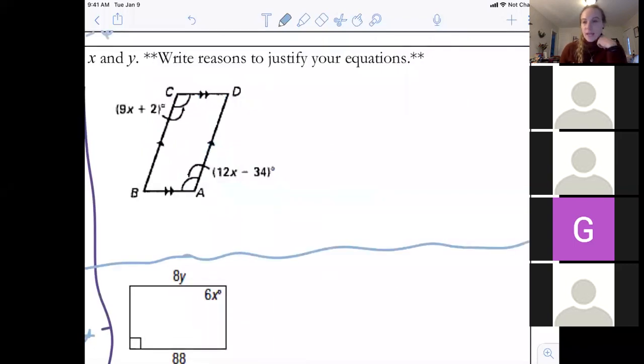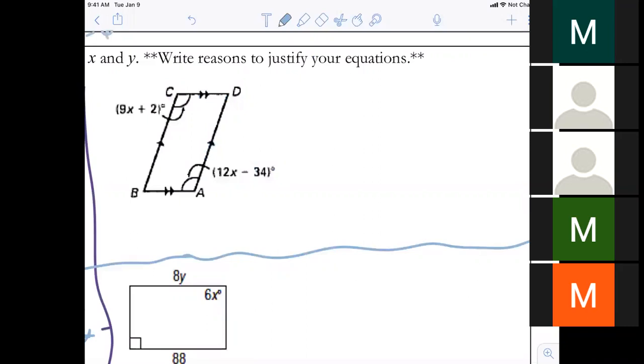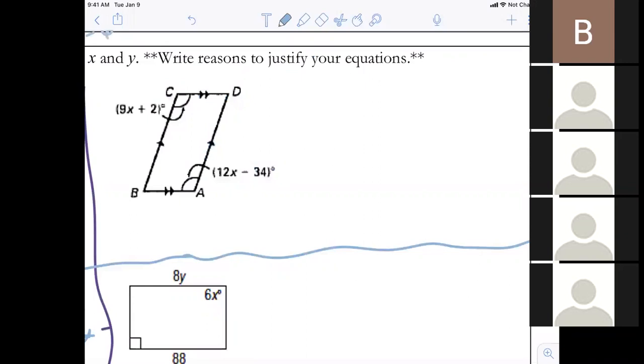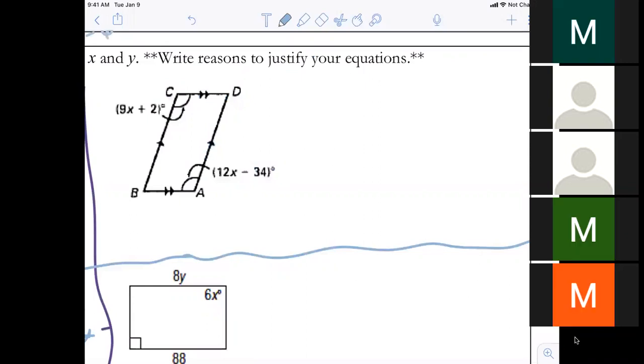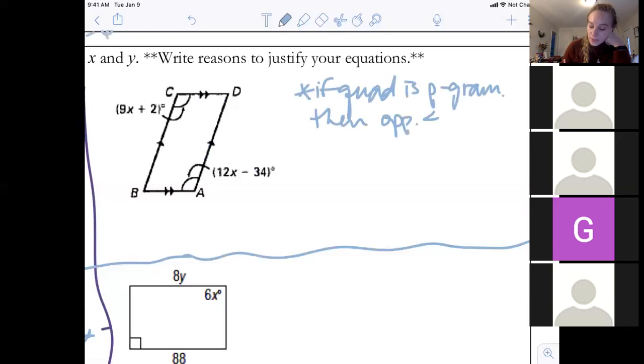Somebody else I haven't heard from today, can you either set up my equation or give me my statement? Who have I not talked to? If a quadrilateral is a parallelogram, then opposite angles are congruent. Very good, Griffin. If quad is p-gram, then opposite angles are congruent. Can somebody else tell me how to set up my equation?